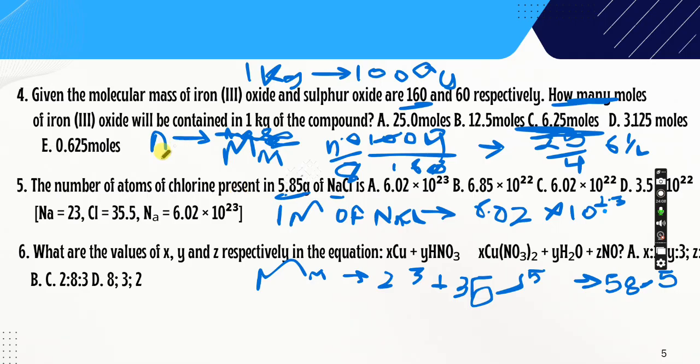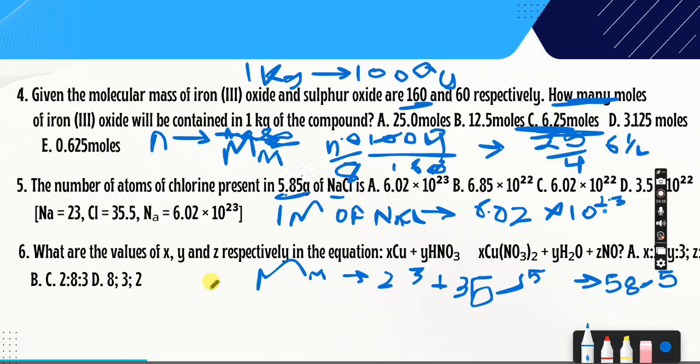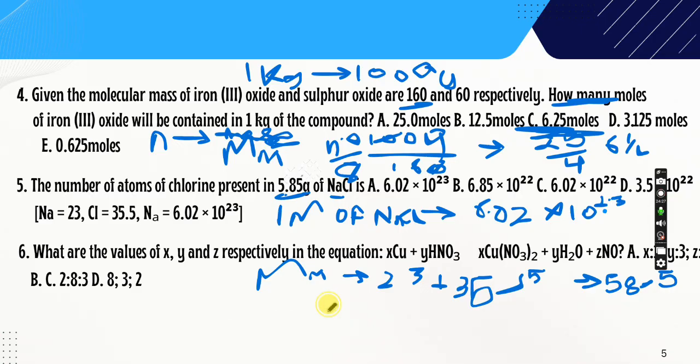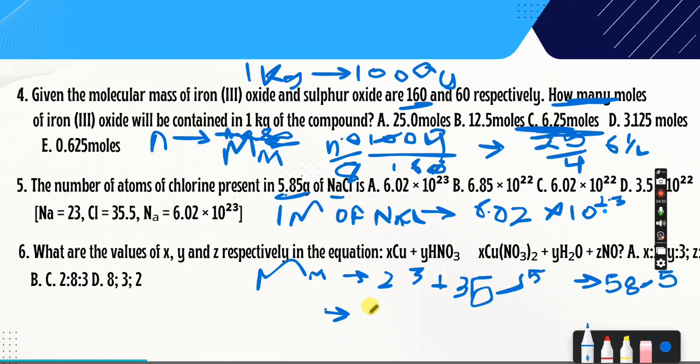And the mass we have here is 5.8. So the number of moles will be mass over molar mass again. Using mass over molar mass, what are we going to have? 5.8 divided by 58.5, and that should give us 0.1, right?